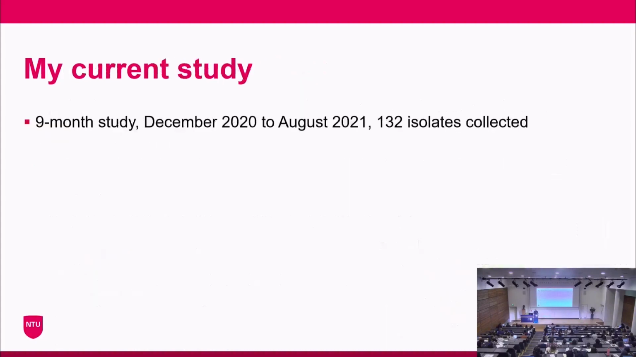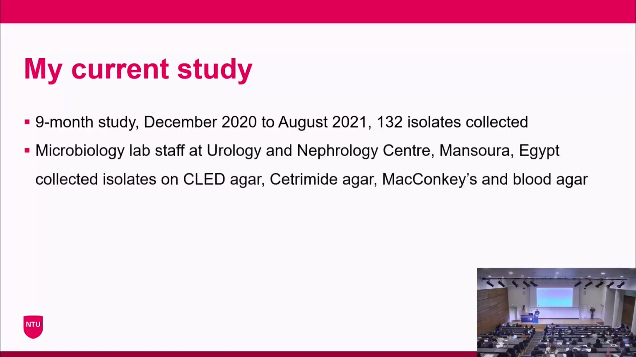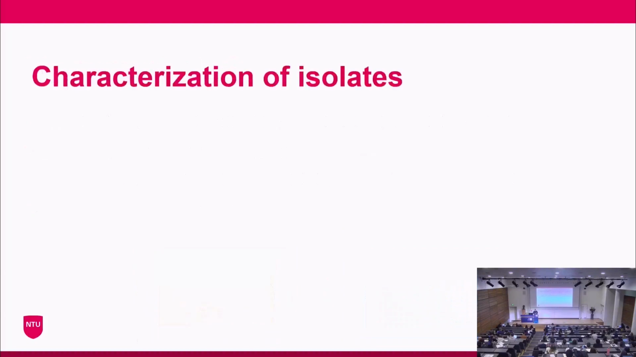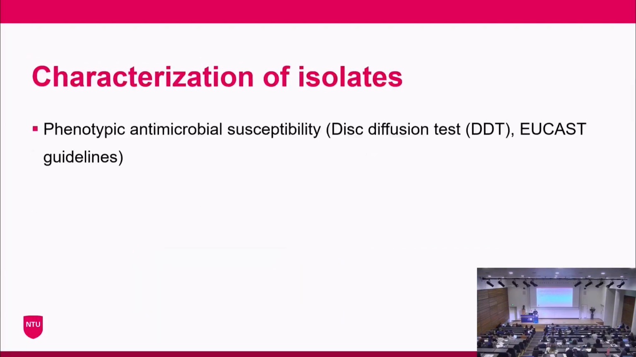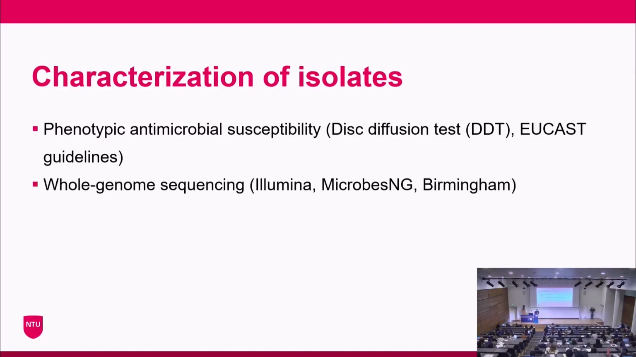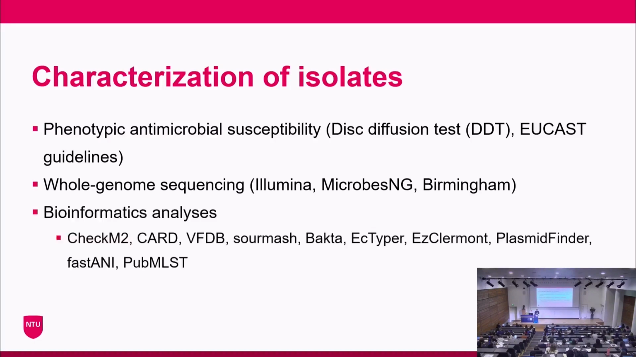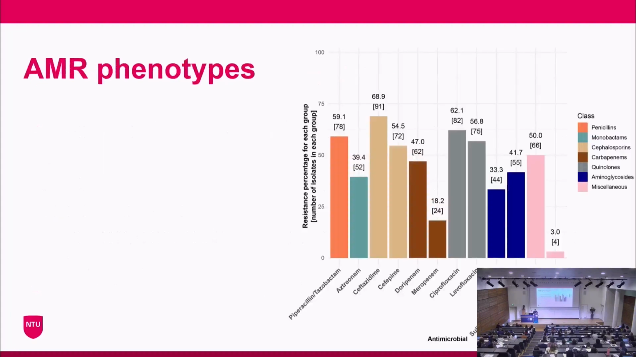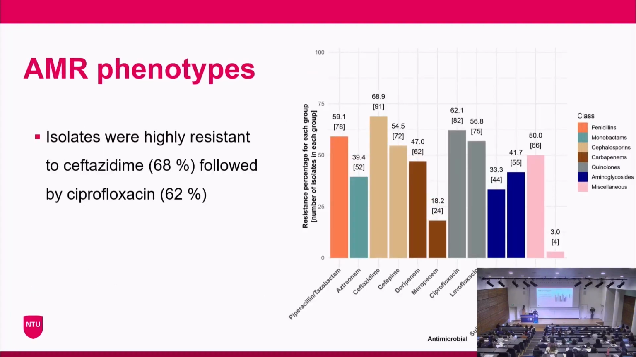My current study covers a 9-month period. I collected 132 isolates from the Urology and Nephrology Center in my city, Mansoura, and all isolates were sent to NTU for phenotypic and genotypic characterization. We detected the susceptibility profile according to EUCAST guidelines, and we used whole genome sequencing, next generation Illumina and MinION sequencing. We did some bioinformatic analysis to correlate between phenotype and genotype, to see whether there is concordance.